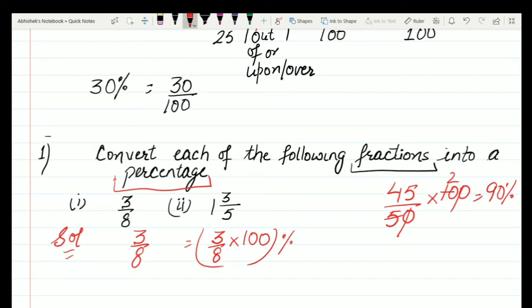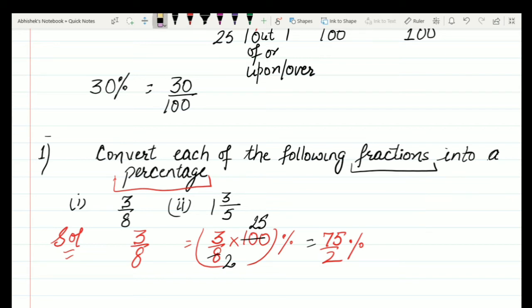So let's do the cutting. 25 4s are 100 or 4 25s are 100, and 4 2s are 8. So it is 75 by 2%. That is equal to, you can write it as a mixed fraction or you can write it in decimal form also, 37.5%, or you can write 37 1 by 2%.